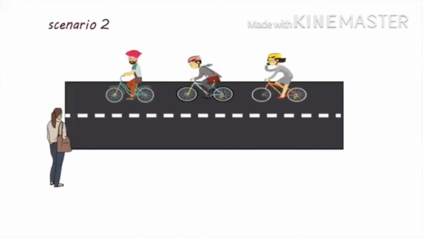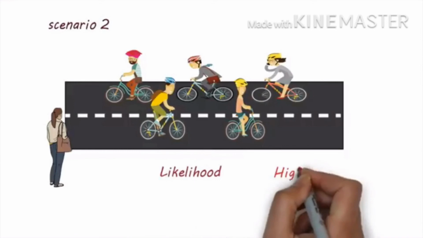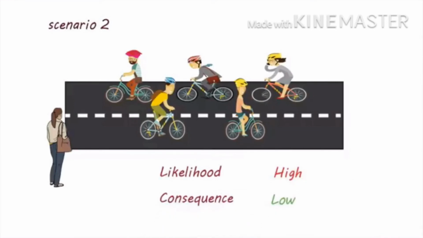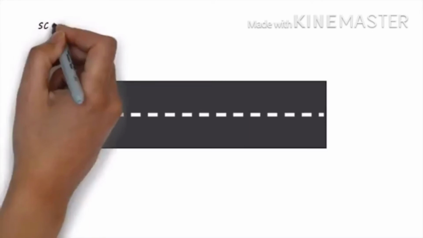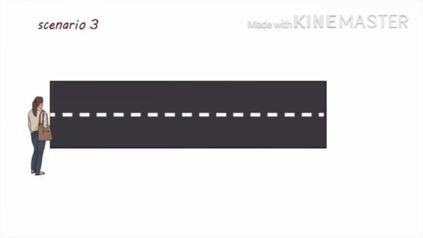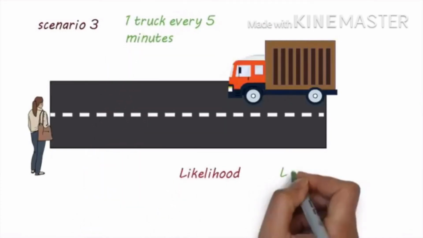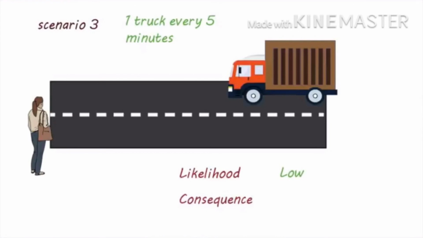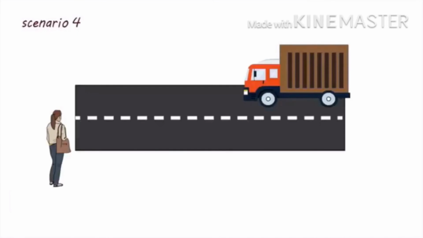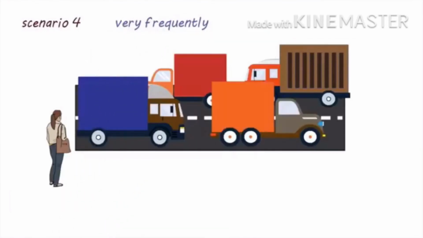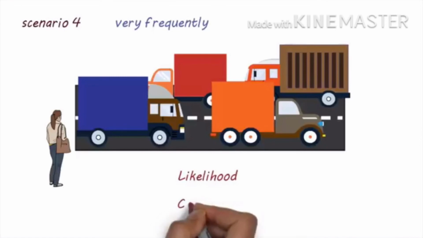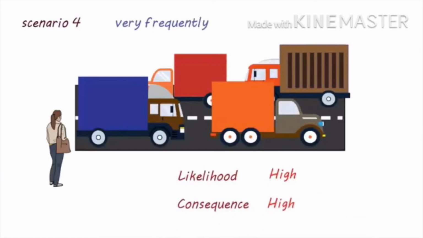Now, obviously, if there are bicycles traveling more frequently, the likelihood of a crash would be higher. But the consequence, if a bicycle did crash into you, would still be low. But what if things were different? Let's change that bicycle to a truck. Now, with a truck passing every 5 minutes, the likelihood of a crash would still be low. However, the consequence is far more severe. Now, imagine it was a busy truck route and trucks were going on this road very frequently. In this scenario, both the likelihood of a crash and the consequence will be high, which means the overall risk would be high. You wouldn't even consider crossing this road, right?